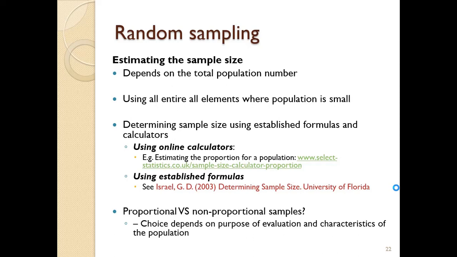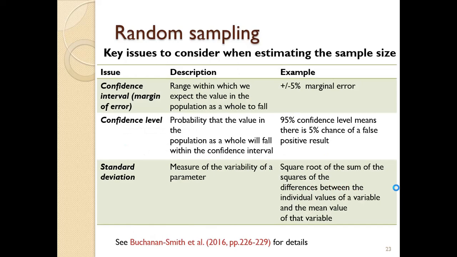And again, consider whether you want proportional or non-proportional samples. So, for instance, maybe in a certain zone there are 100 refugees, and in another one there are 200 refugees. You could consider, for purposes of generalization, taking a non-proportional sample, so that you get equal percentages depending on the total population from those zones. So the choice depends on the purpose of the evaluation and the characteristics of the population, of course.